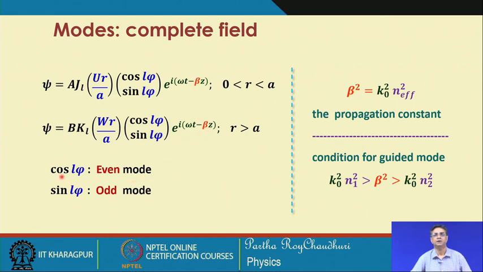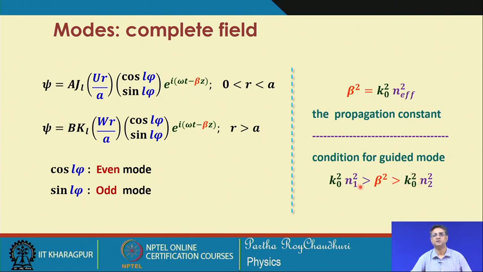We will take an example. So, this cos Lφ will correspond to the even modes, whereas sin Lφ will correspond to the odd modes. Then the propagation constant beta we can also write as β² equal to k0² n_effective², where n_effective is the effective refractive index seen by the wave which is travelling along the axis of the fiber, and this n_effective lies between n1 and n2. So, k0² n1² must be greater than β², that is k0² n_effective², and that must be greater than k0² n2².